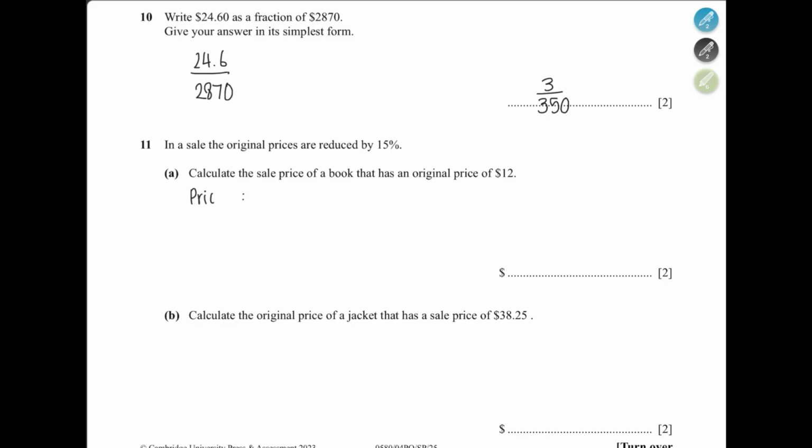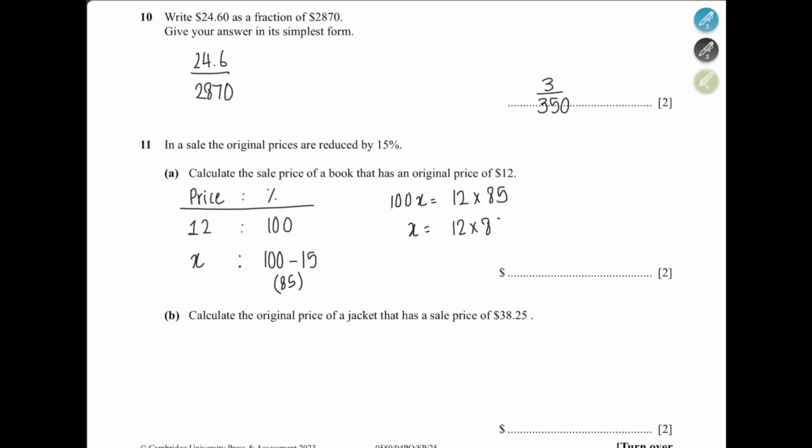Okay, so price to percentage ratio. When the price was $12, this is the original percentage. Now calculate the sale price, X. What is that percentage going to be? 100 minus 15. So 100x equals 12 multiplied by 85. 85 is 100 minus 15. X equals 12 times 85 divided by 100. This is going to be $10.2.